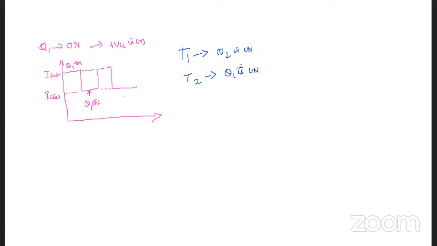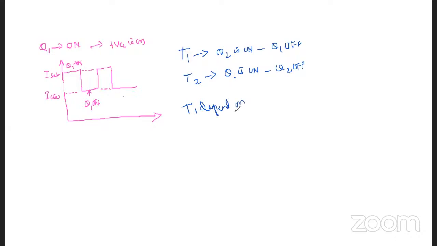So automatically, whenever Q2 is on, Q1 will be off, and you are going to be half. Here, whenever Q1 is on, Q2 will be in the off position, and you are going to be half. So both the time periods T1 and T2 depend upon the charging and discharging of the capacitors C1 and C2.